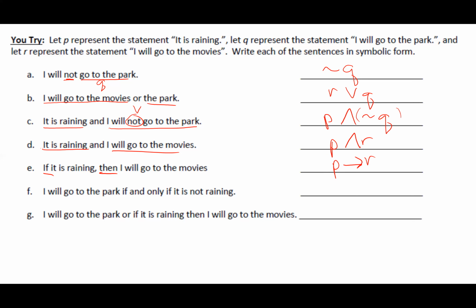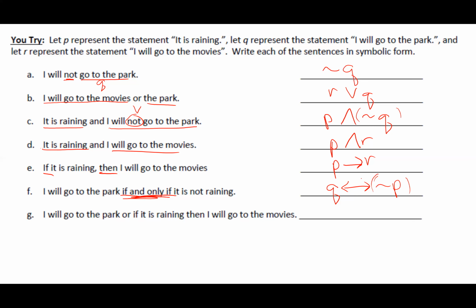I will go to the park if and only if. So I will go to the park, that's Q. If and only if it is not raining. It is not raining. Again, hold on a second. I did something wrong. Yep, I did. Forgot my statements. That would be a weird statement. Again, in some books, you may see parentheses there. It doesn't matter. It doesn't change the statement fundamentally.